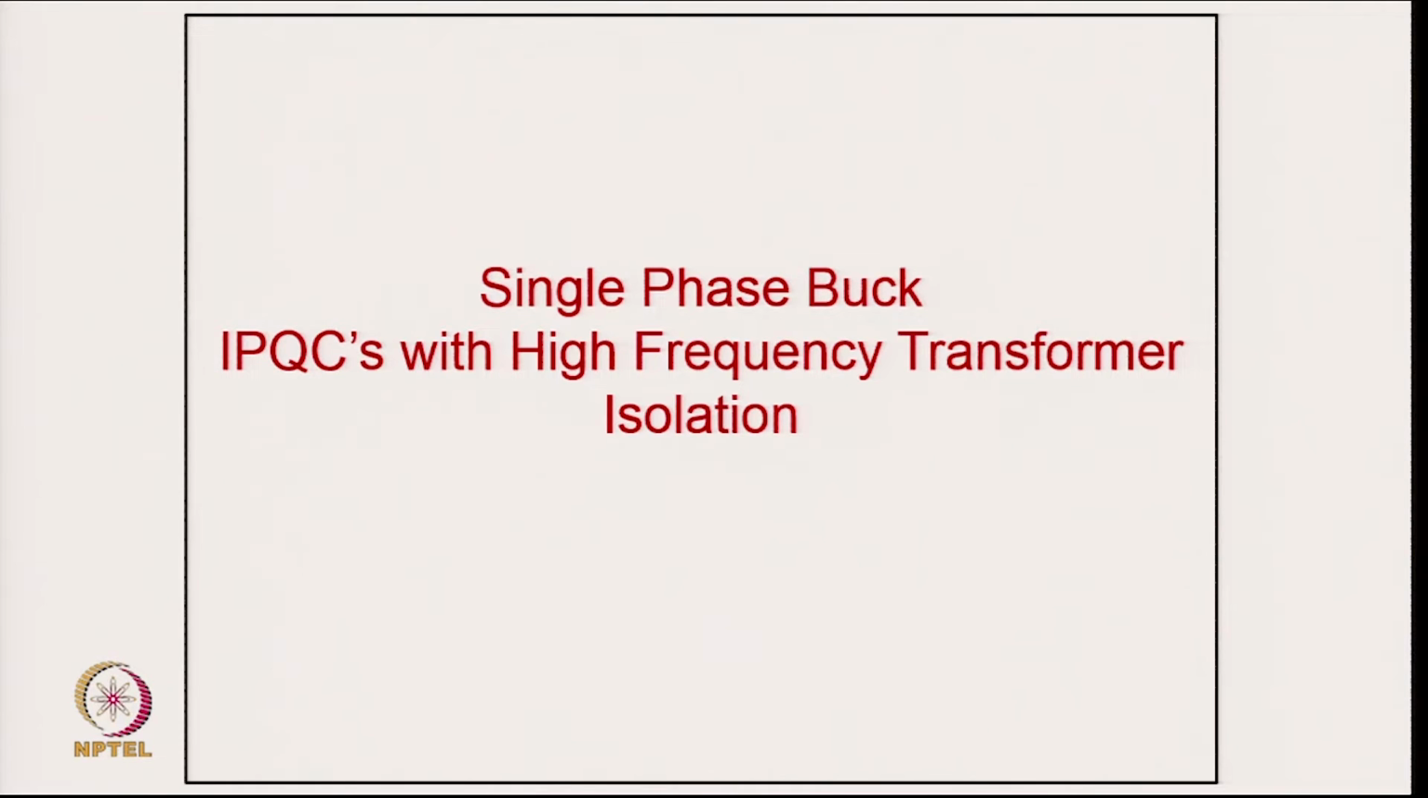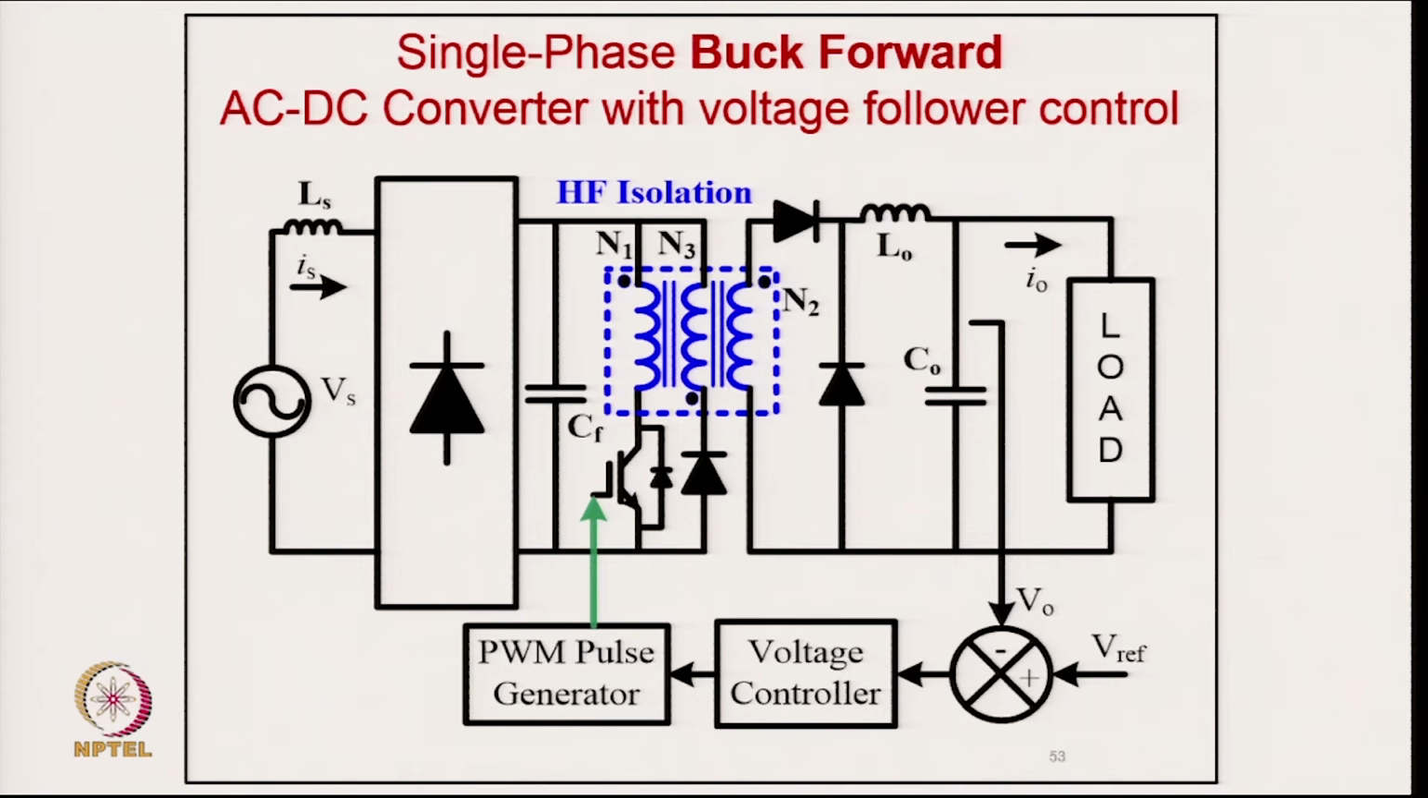The very purpose of the transformer is, number one, isolation; another is to get multiple output voltages, and then to get the right voltage at the output. So this is virtually what you can call a buck forward. After the diode bridge we are putting a forward converter, and this forward converter we are designing typically in DCM mode.